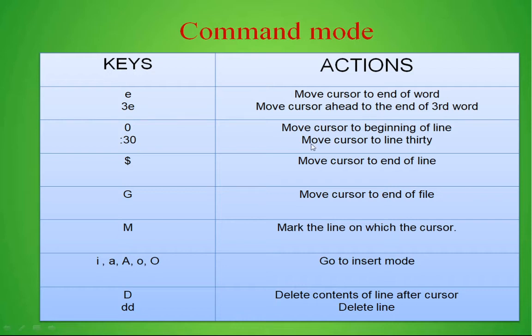Then 30G moves the cursor to line 30. Okay, colon 30 is there, and even 3G can be used. For 3G, it will be the third line. 30 means you are moving to line number 30. Then the dollar sign moves the cursor to the end of the line. Capital G moves the cursor to the end of the file. Capital M marks the line on which the cursor is present.